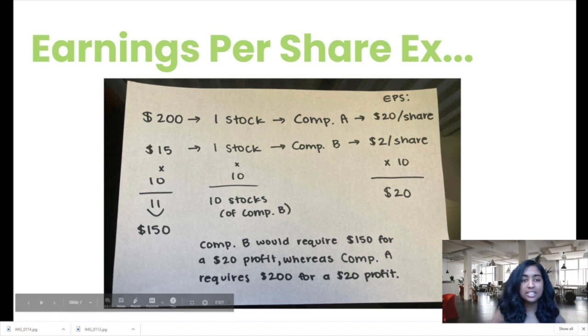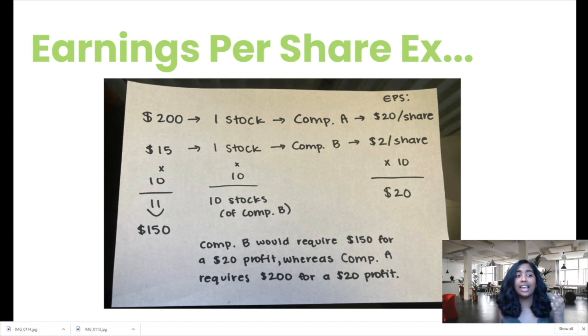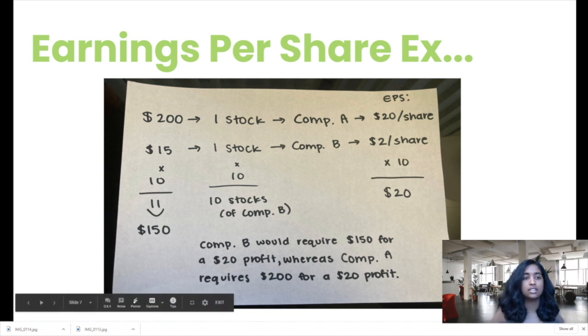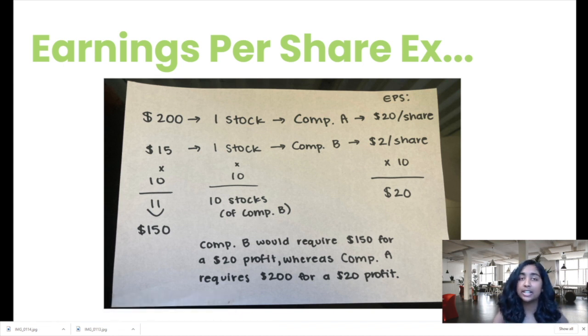By doing this, you can see that Company B would require $150 for a $20 profit, whereas Company A requires you to pay $50 extra to expect the same amount of profit.